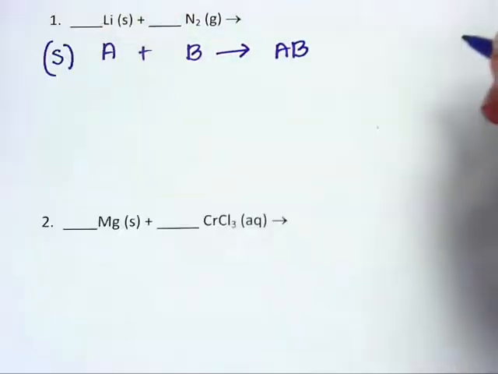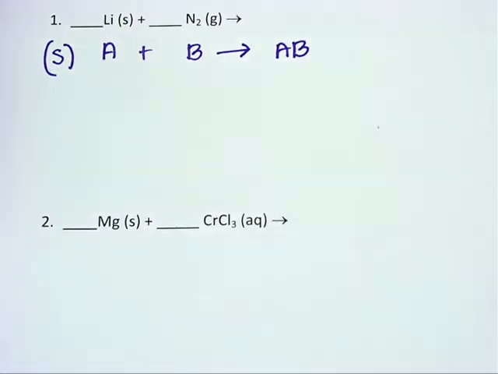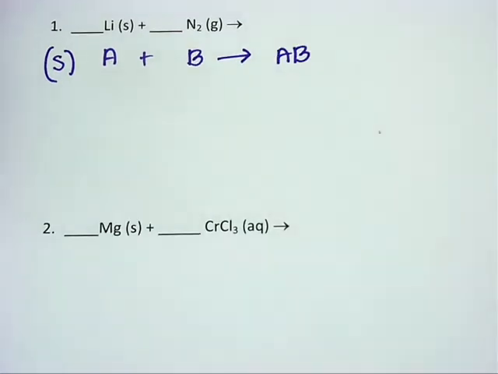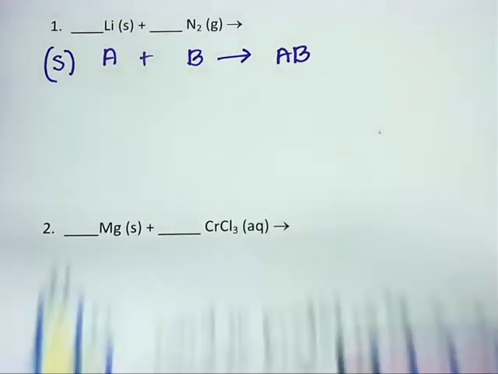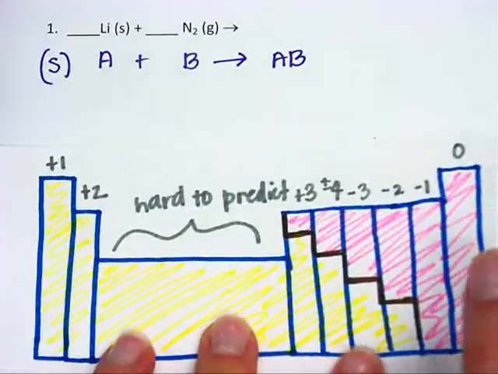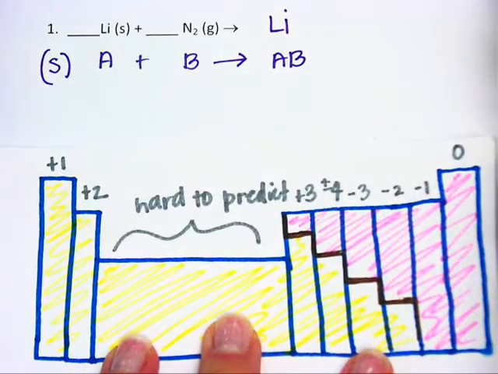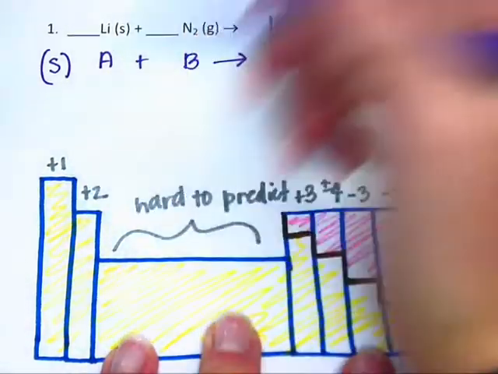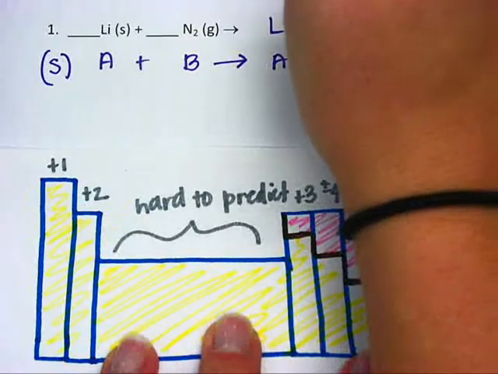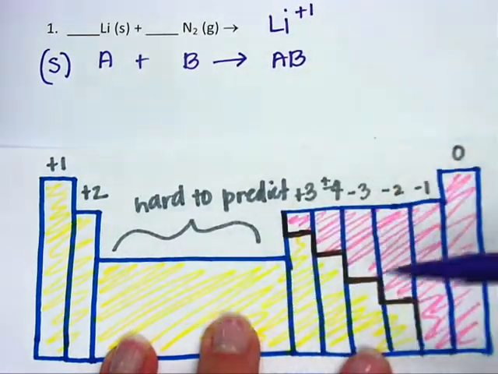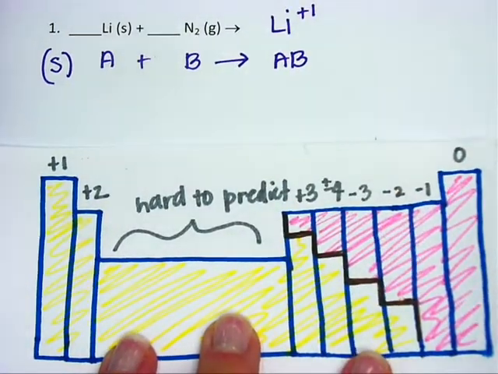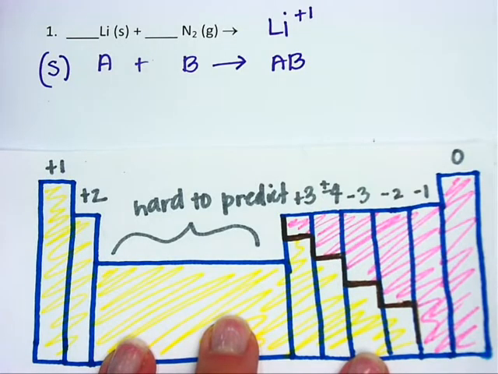In order to do that, I'm going to need to know the charges of the elements. So I'm going to need to look at my periodic table. And I'm going to need to know the oxidation numbers. So lithium is an element in group 1 on the periodic table, which means that it has a charge of +1. And if you don't remember how to get the oxidation numbers, I also have a video about that. I think it's under formula writing.